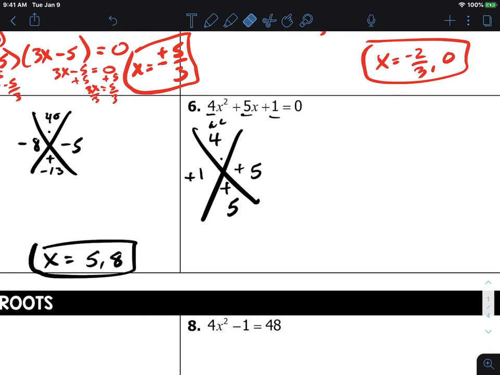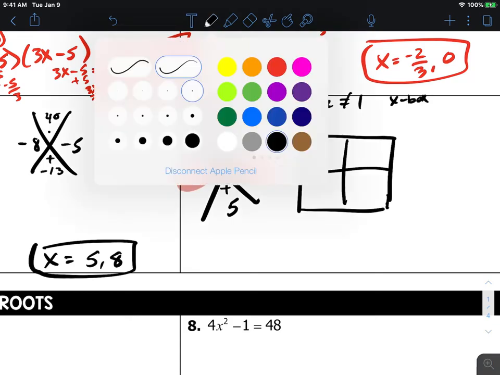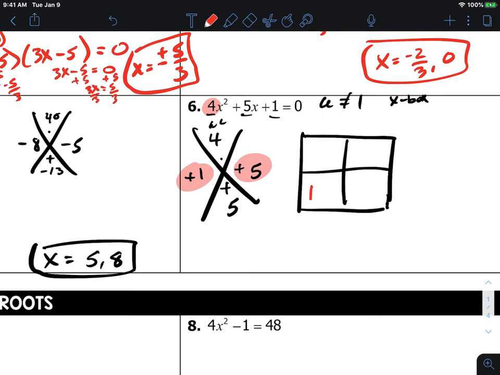Well, remember, what's your A? My A was 4. My A was not equal to 1. So I can't do diamond here. I've got to use Xbox factoring. We did our diamond, and what do we do with our diamond again? We take the 2 values that we use there and we plug them into the box. So I'm going to plug in 1x and 5x.